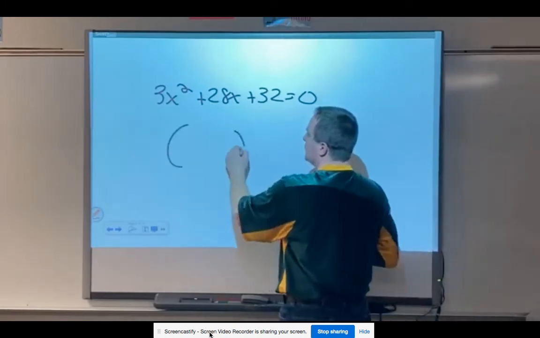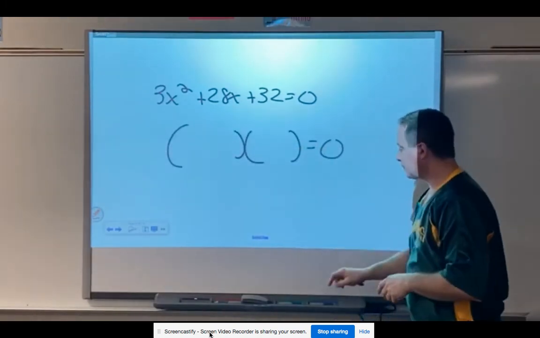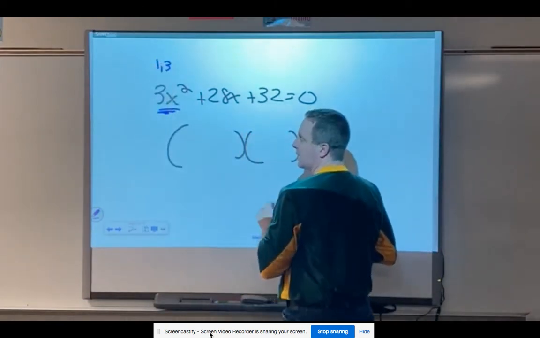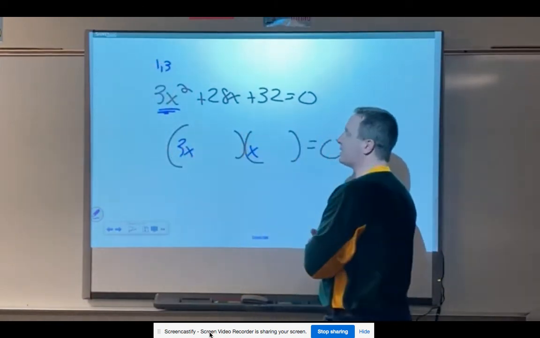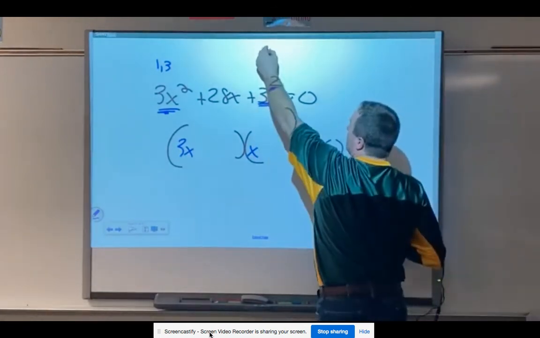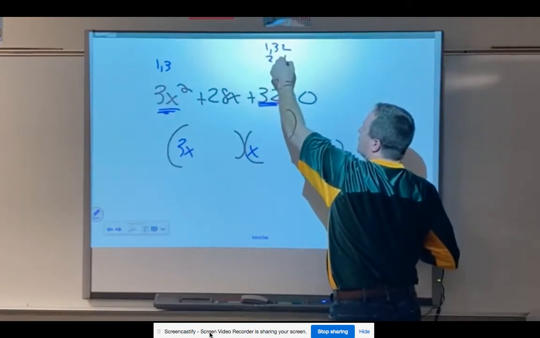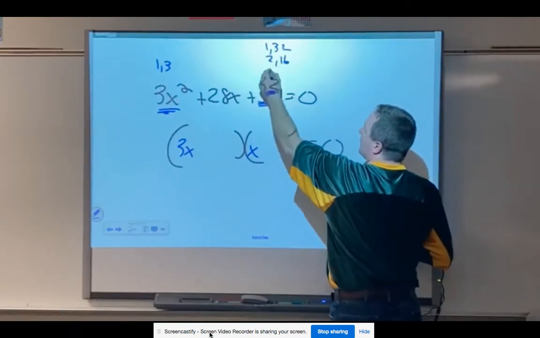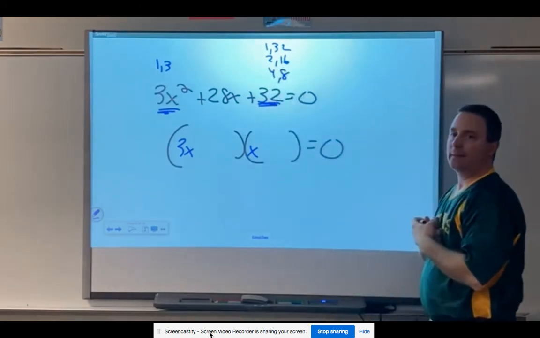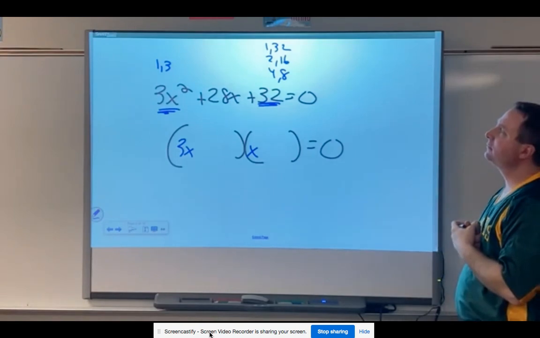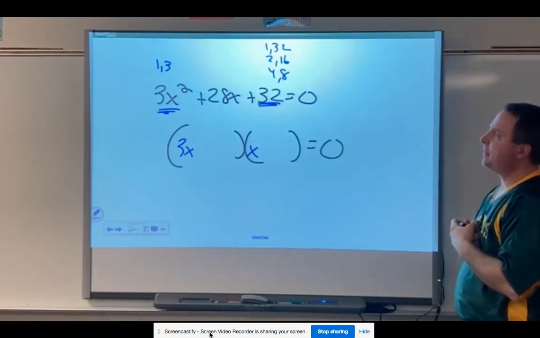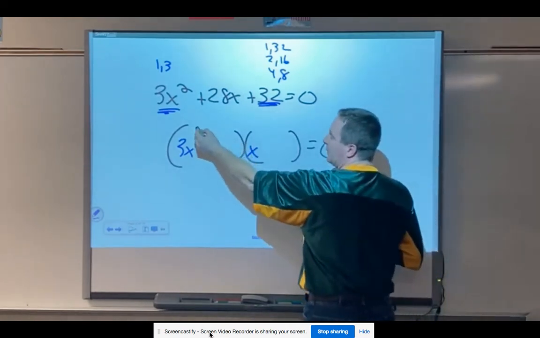Okay, so I'm going to do my 2 parentheses. My eyeballs go to the first number first. The only choices are a 1 and a 3. So it's going to be a 3x and a 1x. Oh man, now 32. If you look at your factor sheet, there's 1 and 32, 2 and 16, 4 and 8. Is that all of them, I think? I think so.